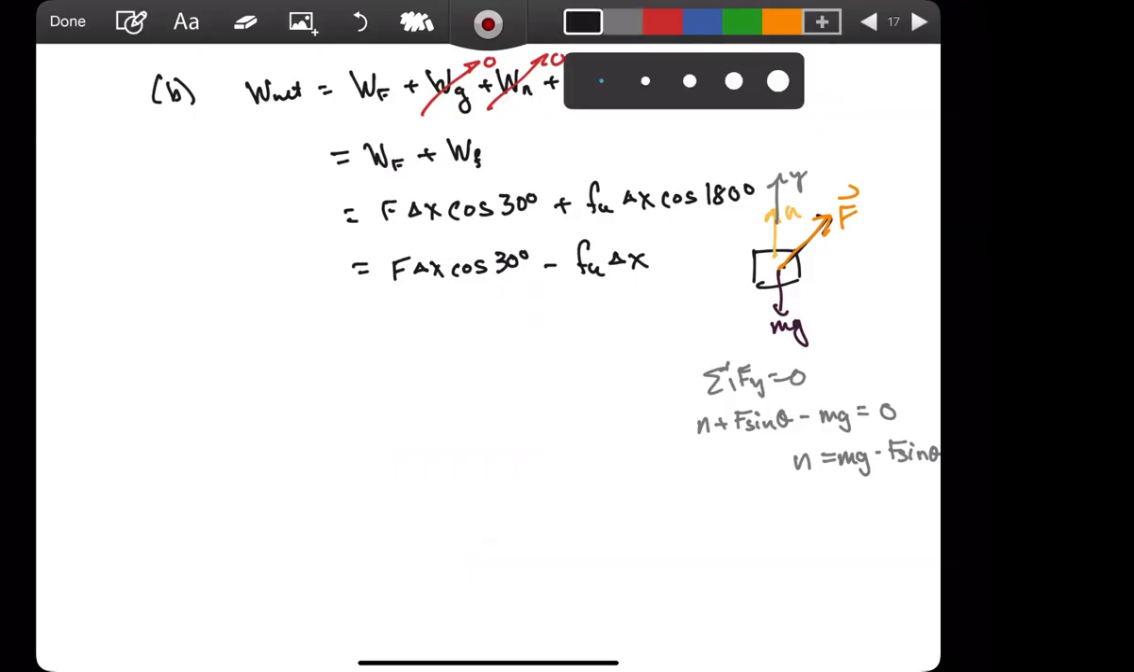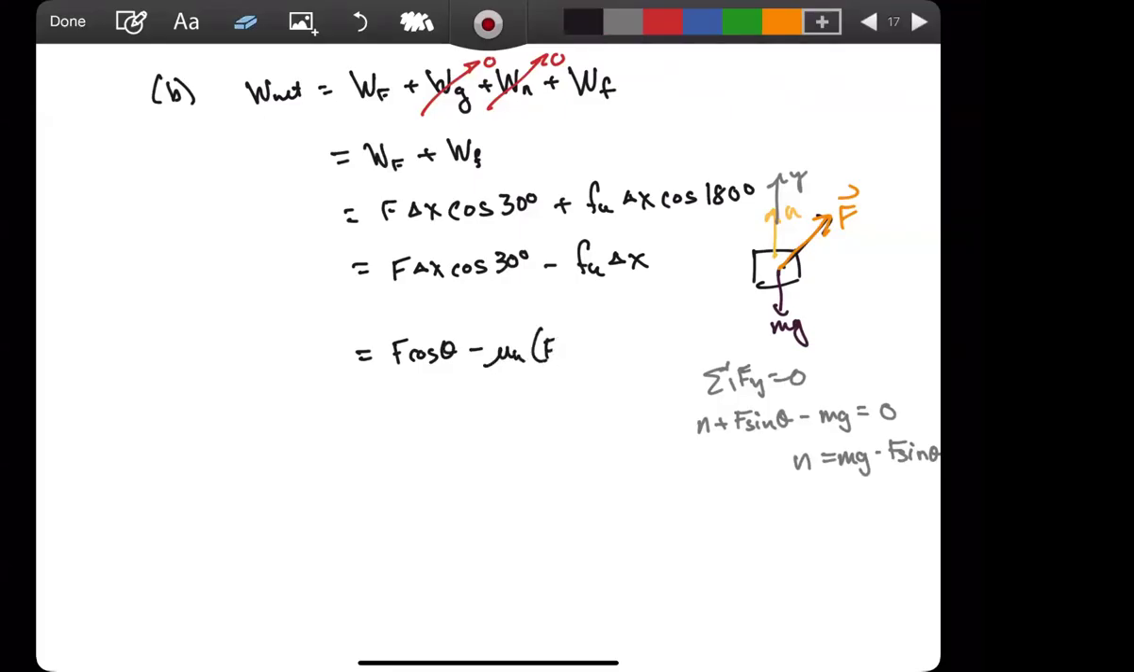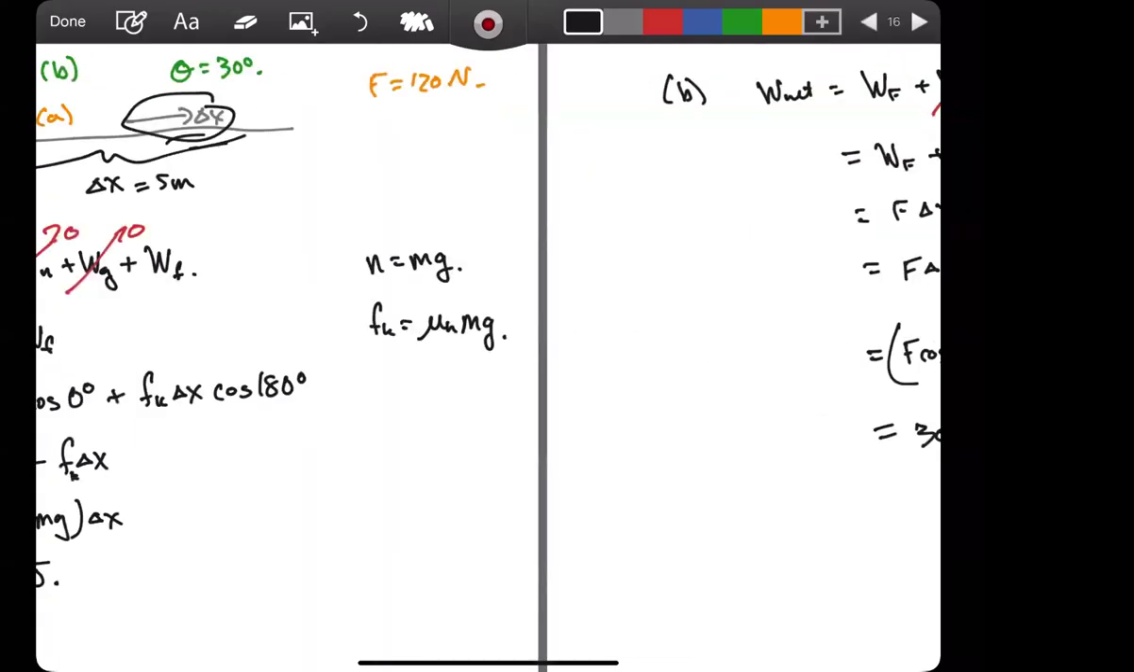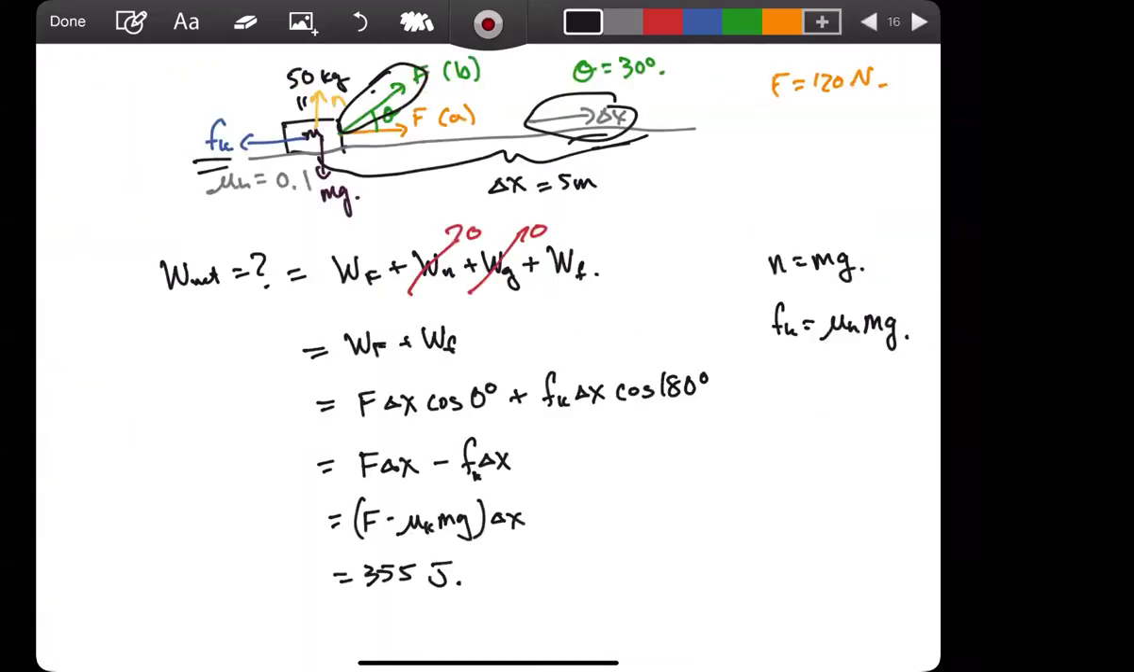Okay. So plugging that in here, this becomes F cosine theta minus mu sub k times (mg minus F sine theta), which in this case again is 30 degrees. I'll just leave it that way. All times my displacement delta x. So this is going to be equal to 304.6 joules. So in this case, it's less work done by pulling it at an angle theta versus pulling it at an angle of 0 degrees.